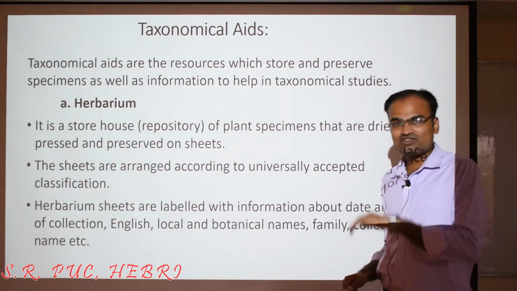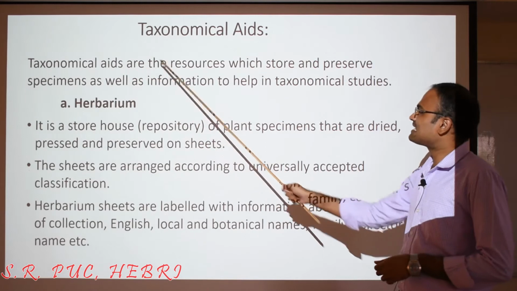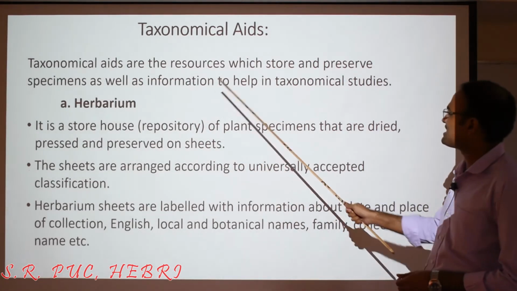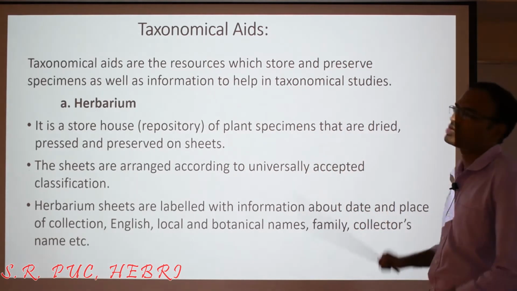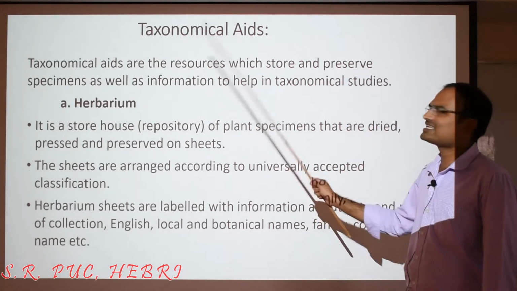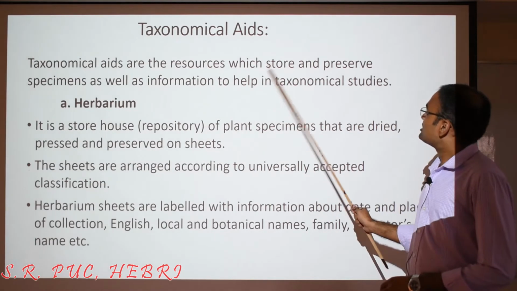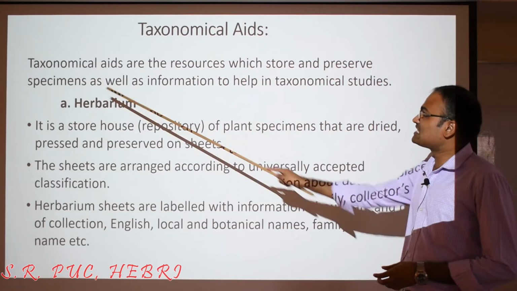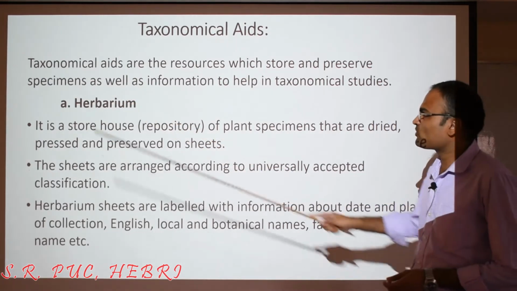The textbook definition is: taxonomical aids are the resources which store and preserve specimens as well as information to help in taxonomical studies. These are the resources which store and preserve specimens. This is a very important word.